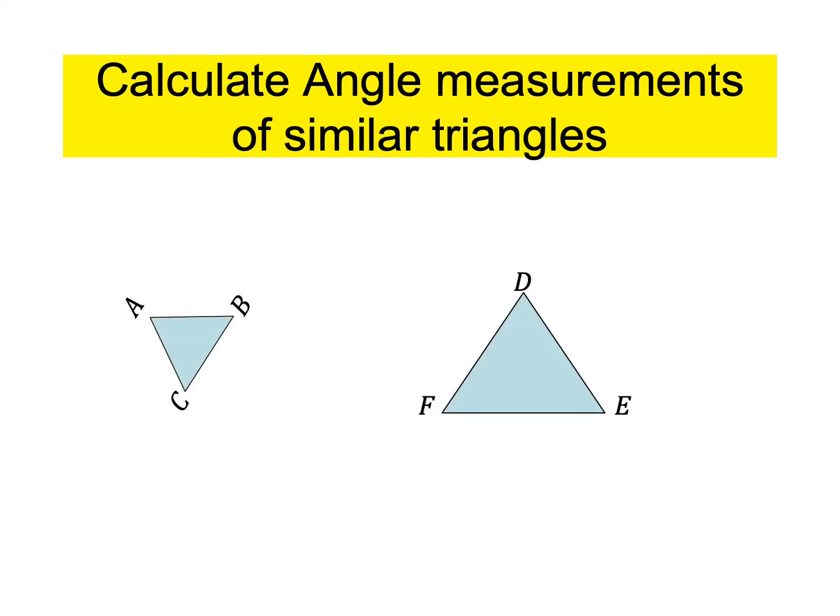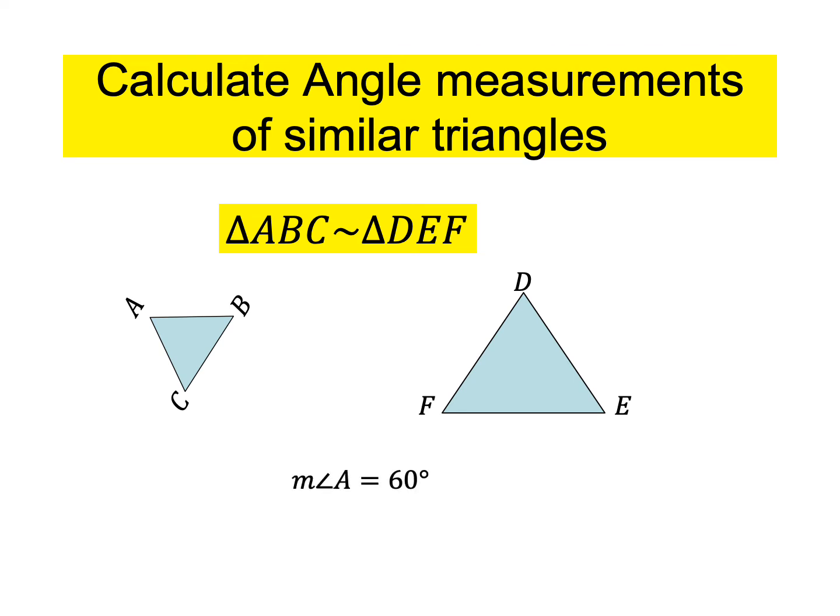Notice I've twisted one of them, and I also give you a similarity statement. And I will give you two angle measurements. You have to come up with the third. So for instance, I may give you these two angle measurements. The measurement, that's what the little m means. The measurement of angle A is 60 degrees. The measurement of angle C is 70 degrees. And then I will ask you about a third angle. I want you to find the measurement of angle E or calculate it.